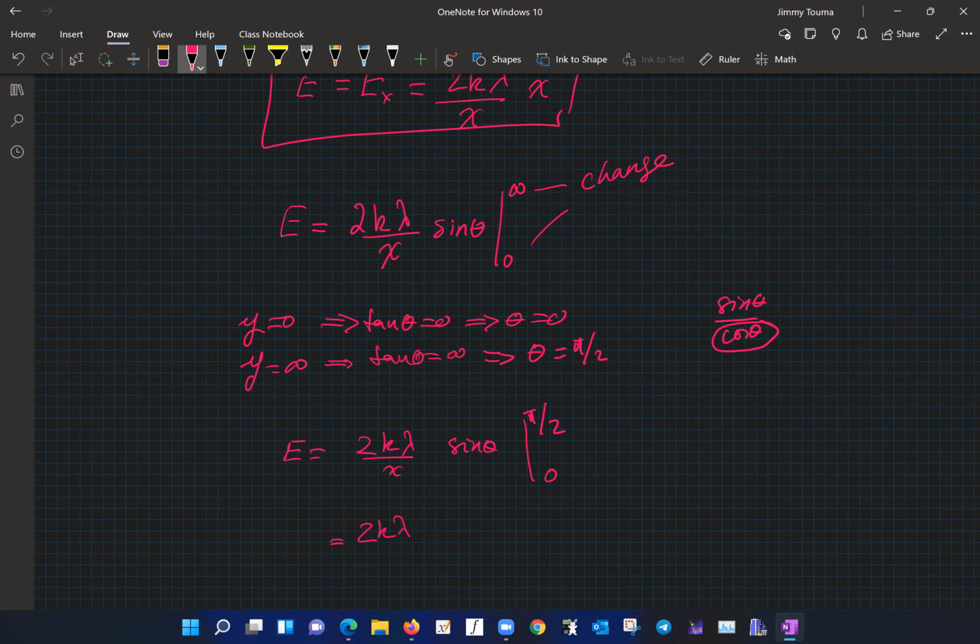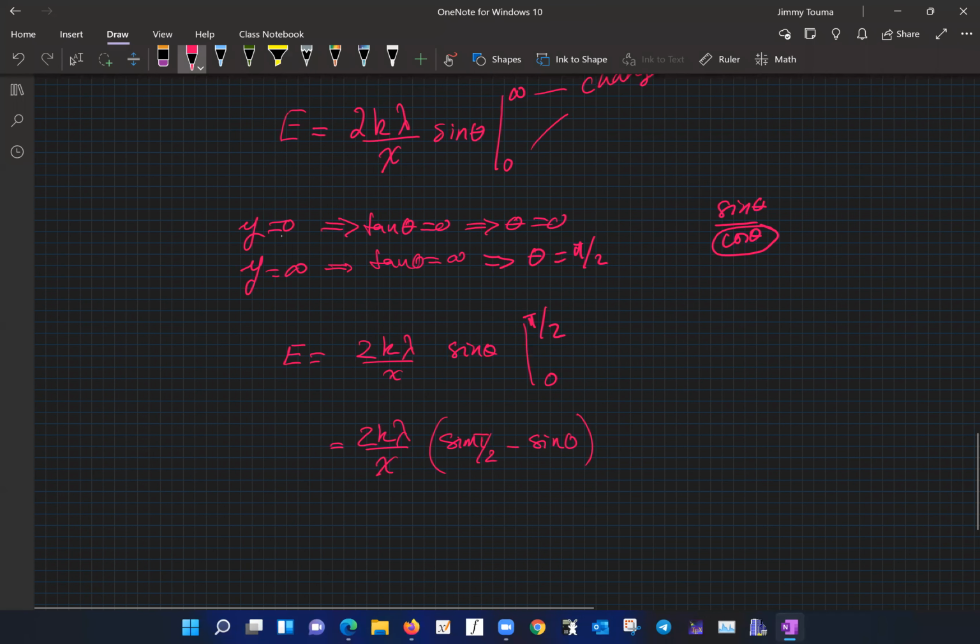So 2k lambda over x, sine pi over 2 minus sine 0. Sine pi over 2 is 1, sine 0 is 0. So I'll have 2k lambda over x. Again, if I was to write it in vector form, it would be in the x hat direction. Same thing. And this makes sense, right?